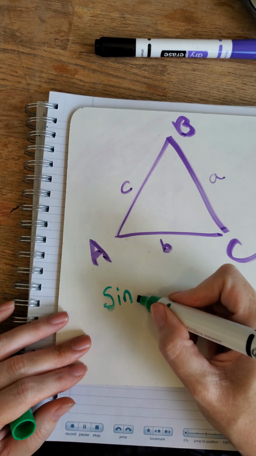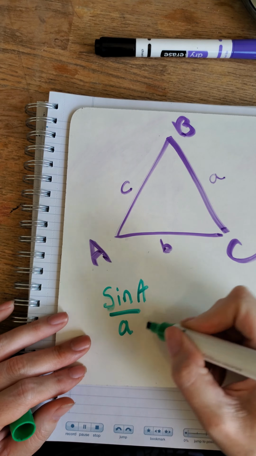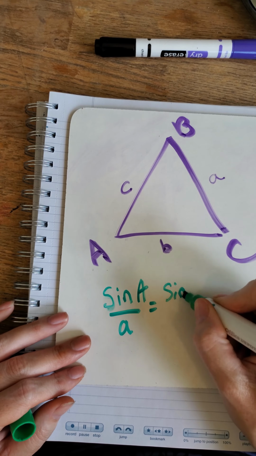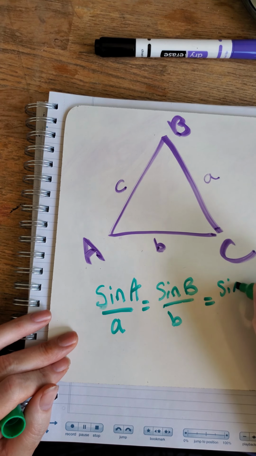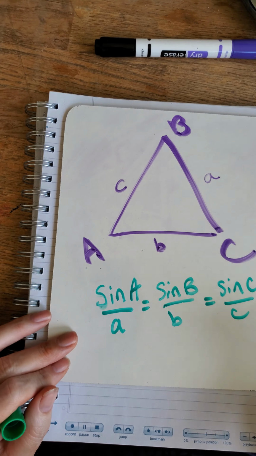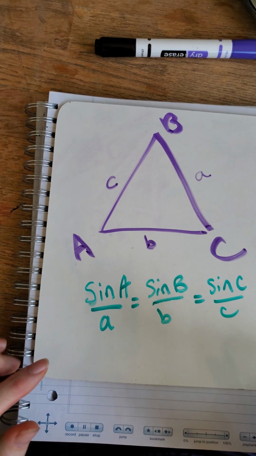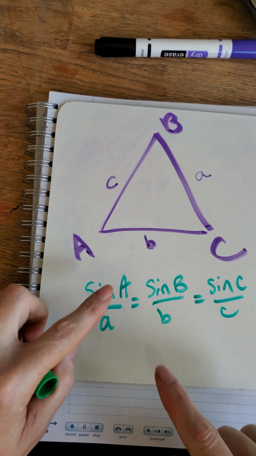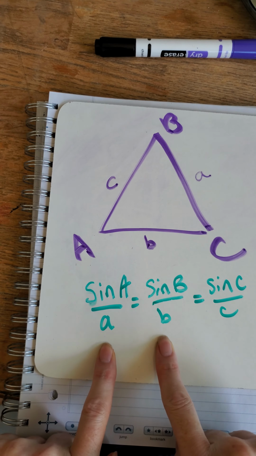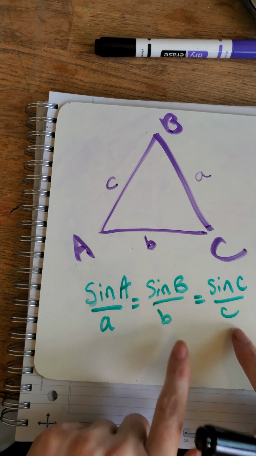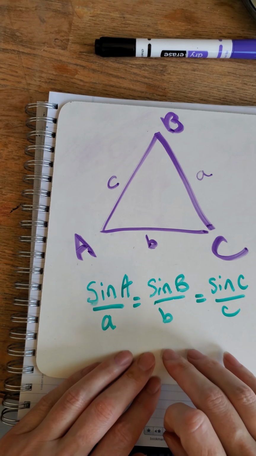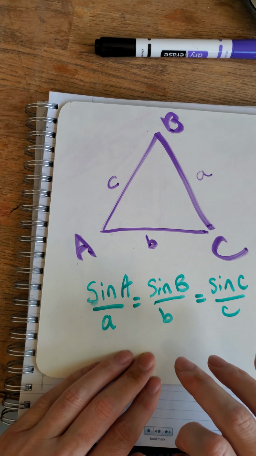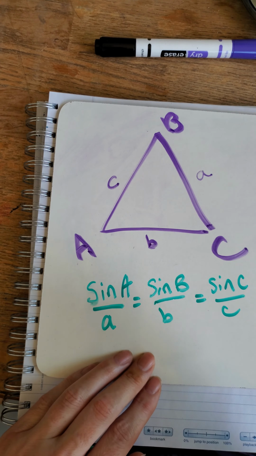Sine of A over a equals sine of B over b equals sine of C over c. And we can do any grouping of these. So if we had a's and b's, we would just take it down to these two. If we had b's and c's, we take it to these two. So whatever grouping they give us, we would use this equation. Now we can use this equation so long as we have at least one pair.